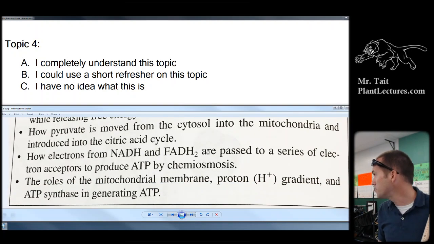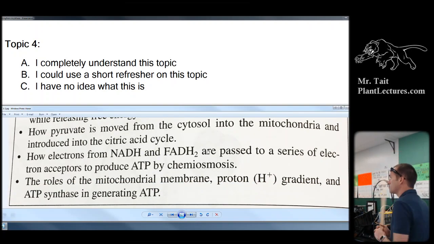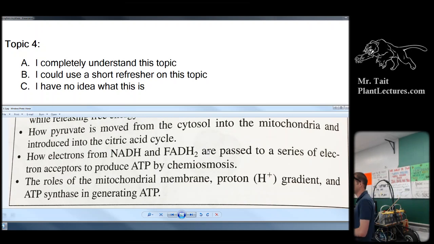How pyruvate is moved from the cytosol into the mitochondria and then introduced into the citric acid cycle.